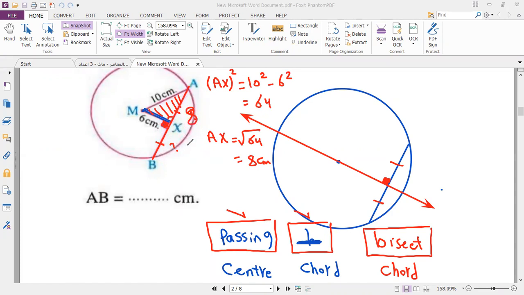So BX equals 8. Why is that again? Because this line passes through the center of the circle and is perpendicular to this chord. So this straight line bisects this chord. The length of AB in this case is going to be 16 centimeters.